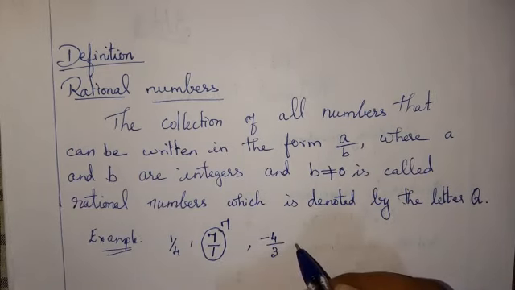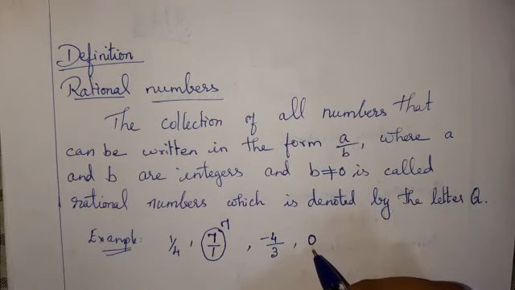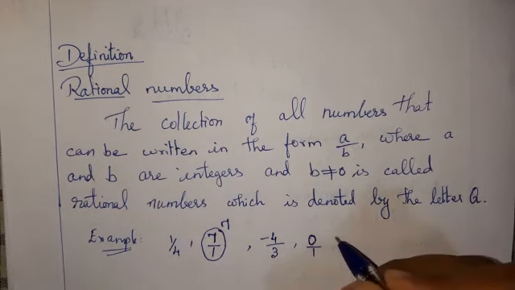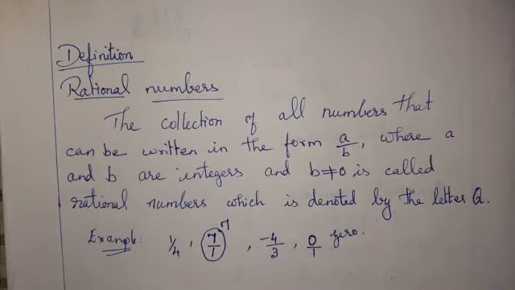Then, is 0 a rational number? Yes, 0 can have a denominator, that is 1. Therefore, 0 is also a rational number.